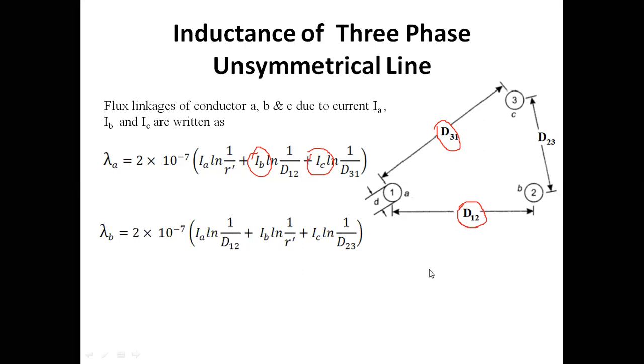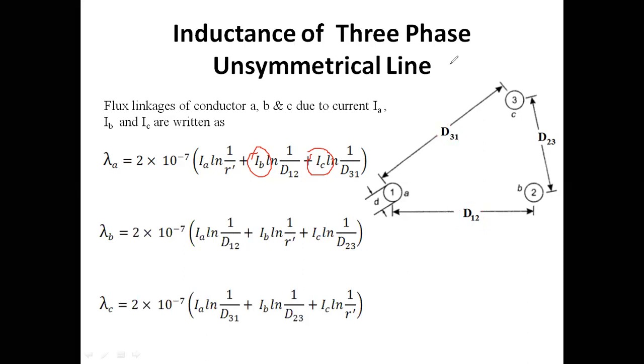And the third equation is lambda C equals 2 into 10 to the power minus 7 IA ln 1 by D31, this is the distance between A and C, plus IB ln 1 by D23, the distance between B and C, plus IC ln 1 by R dash, because now IC is the self current for the C conductor. So these are the three equations for the three flux linkages of the three phase conductors.